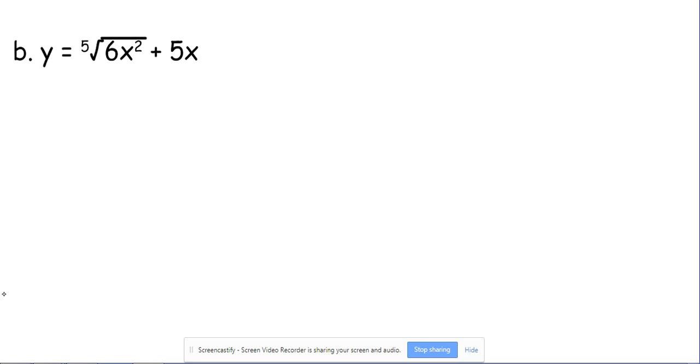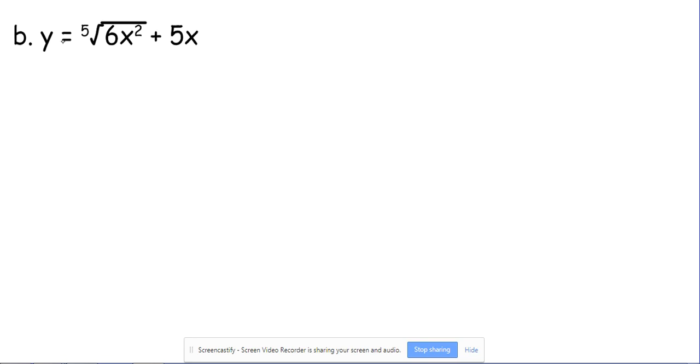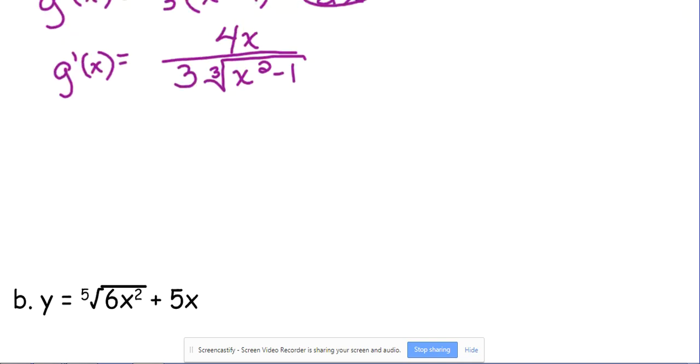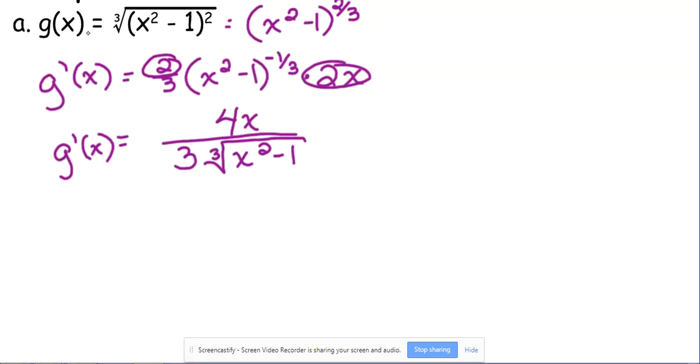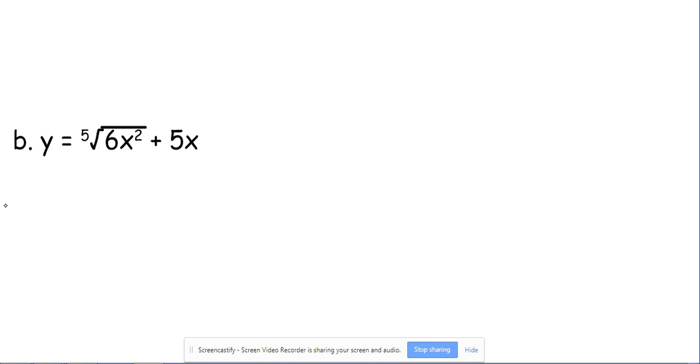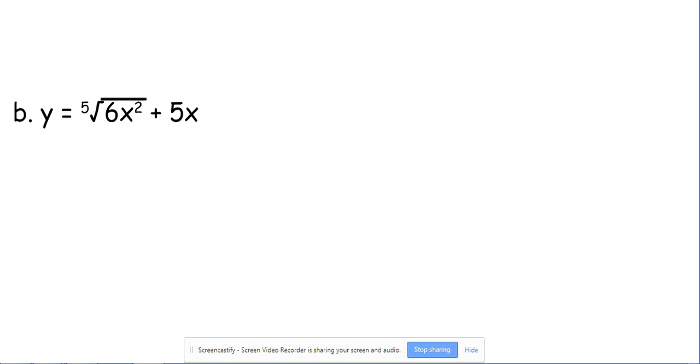Okay, let's look at another example. y is equal to the fifth root of 6x squared plus 5x. Now, there's a slight difference between this function and the previous function. The entire expression under the cube root there was raised to the second power. That's not the case here. Right here, the only thing squared is the x.